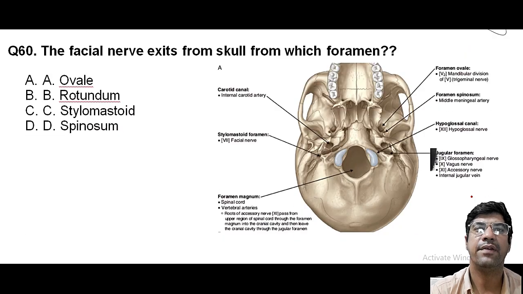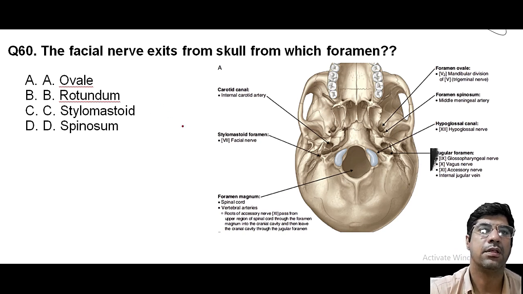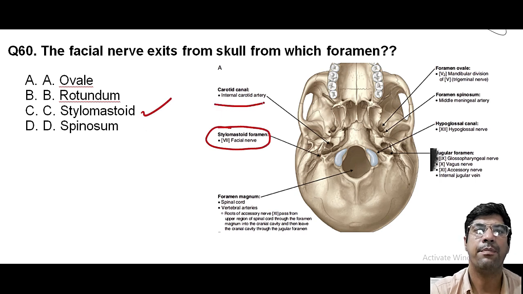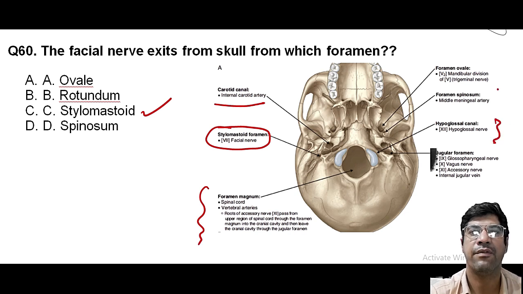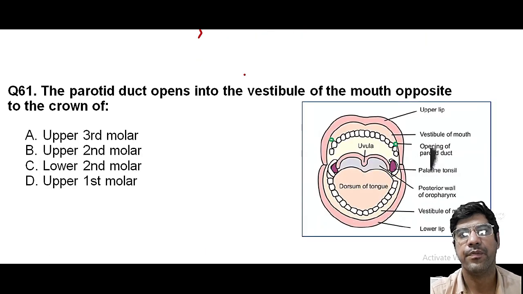The facial nerve exits from which foramen? Well, foramina are very important from your entrance exam point of view. Many questions on the foramina have been asked. So the answer is stylomastoid foramen. So remember all these foramina: foramen magnum, hypoglossal canal, foramen spinosum, foramen ovale, jugular foramen, and their locations. Very, very important as per exam point of view.